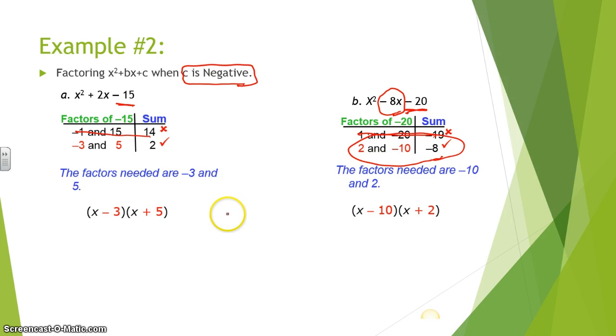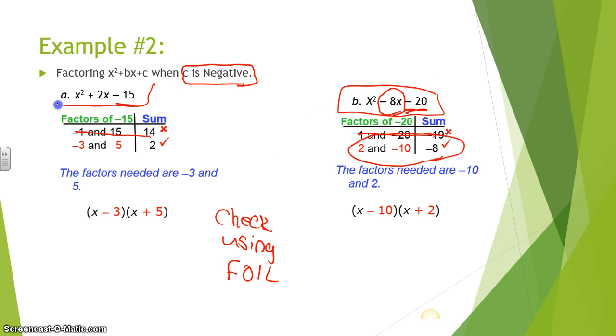Again, you can check using FOIL. If your answer does not become the original trinomial, then you factored out the values incorrectly.